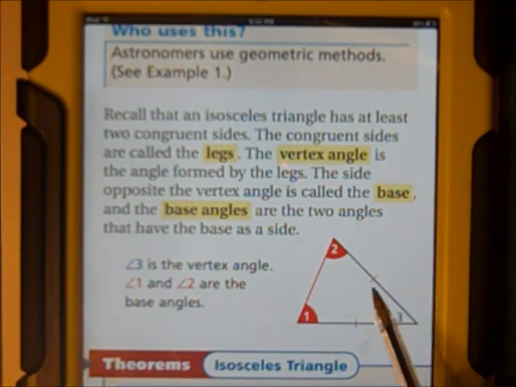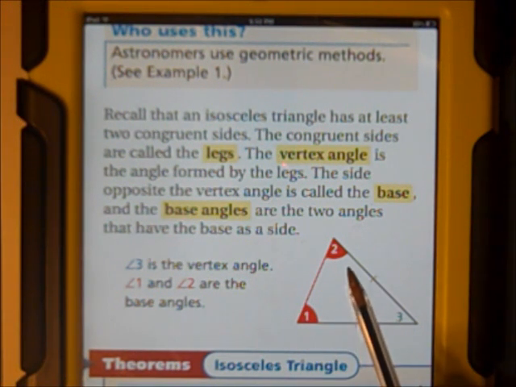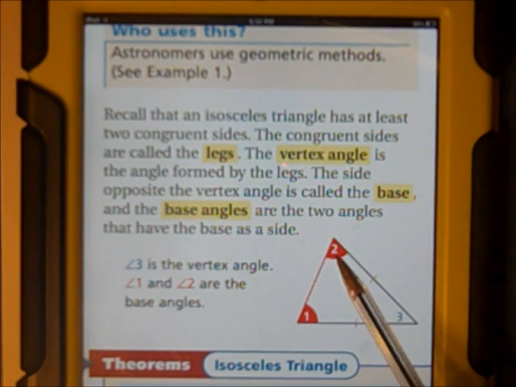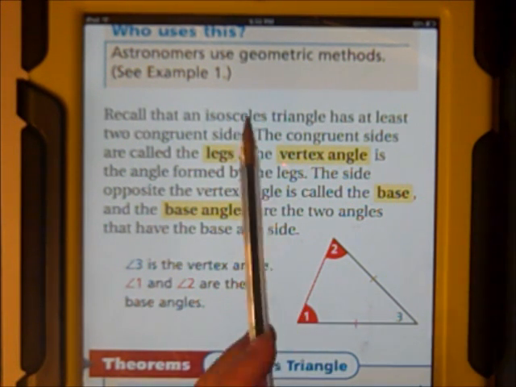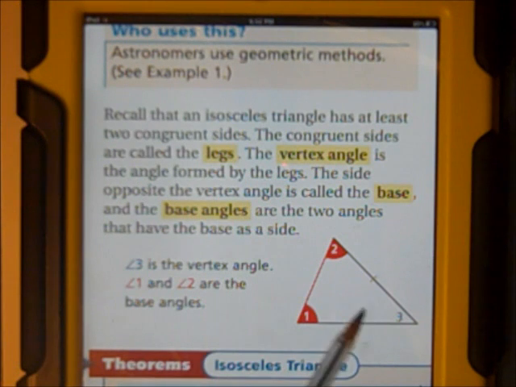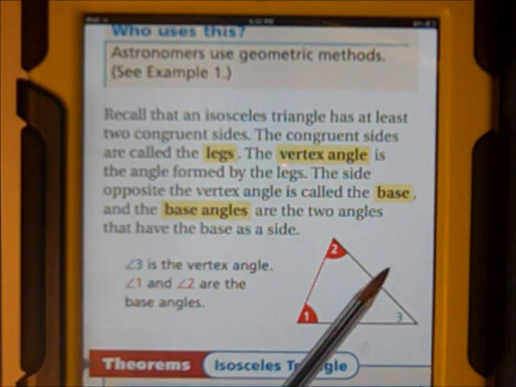Across from the two sides that are congruent, across from this side is angle 1 and across from this side is angle 2. Those are called the base angles because they're the two angles that touch the base, and they are always going to be your congruent angles. And then the other angle, the one that does not touch the base, is your vertex angle. It's the angle between the two congruent sides.